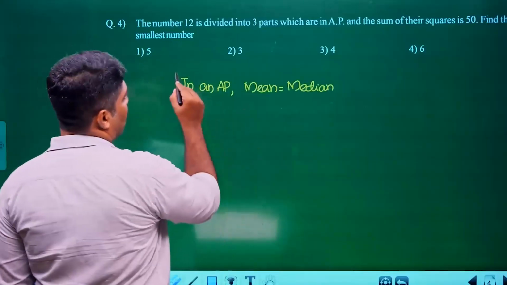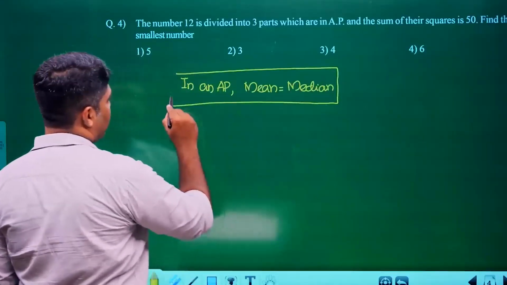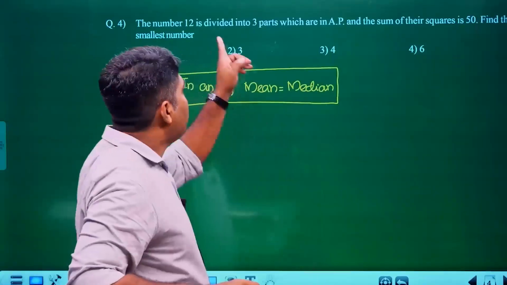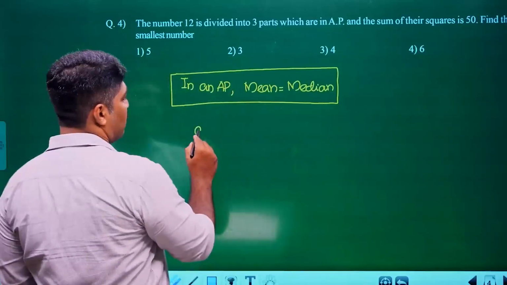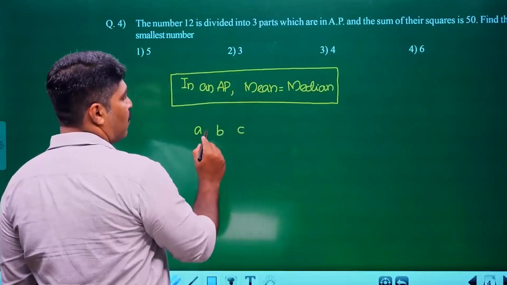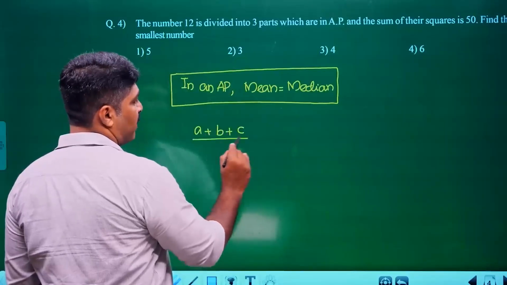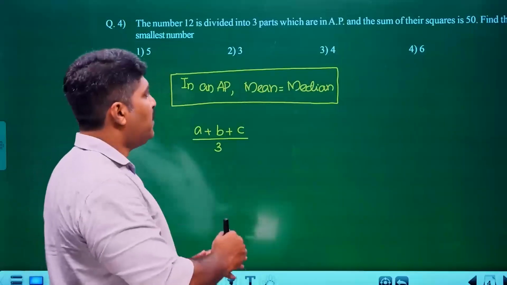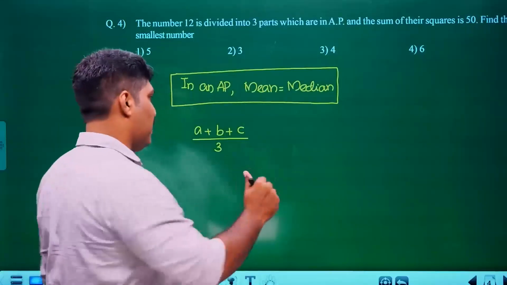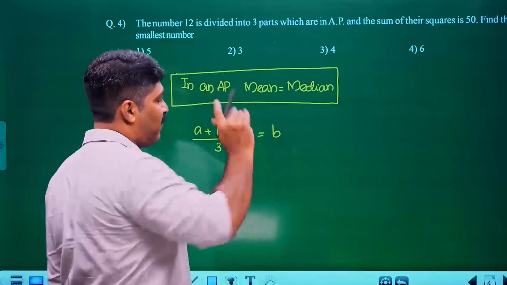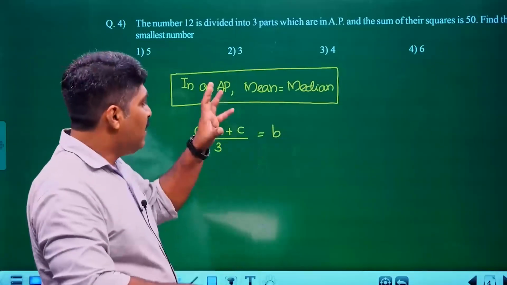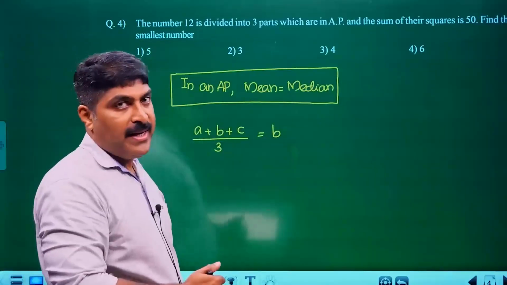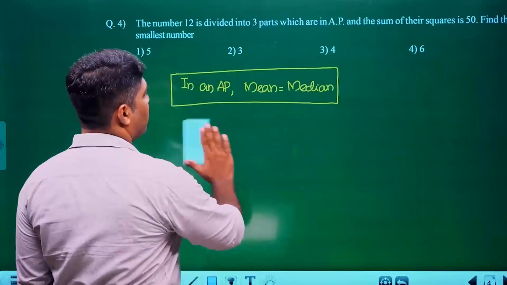You can recall what is mean and what is median. Mean is nothing but average. How to find out the average of these 3 numbers? Suppose the 3 numbers are A, B and C. Their average is A plus B plus C divided by 3. This average is equal to the middle number itself. Median means the middlemost number. So this is the basic idea of the statement: in an arithmetic progression, mean equal to median.